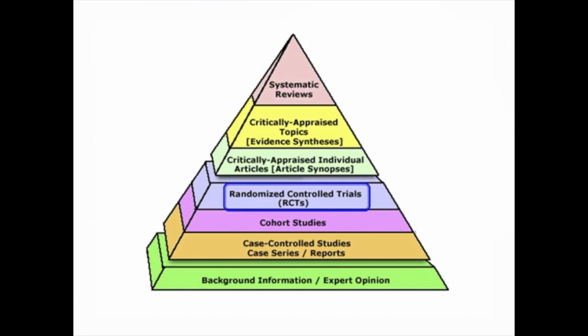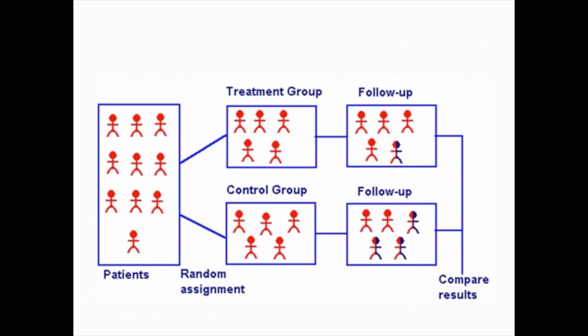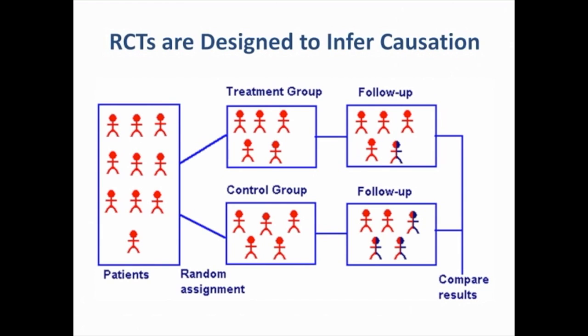The next level of evidence is the randomized control trial, or RCT. This is a true experimental design, as there is an intervention in which patients are assigned to treatment groups. In the most basic RCT, patients are randomly assigned to either the treatment or control group, and then followed for a period of time to see if the intervention has an effect on the outcome of interest. Note that RCTs are designed to establish causal relationships.